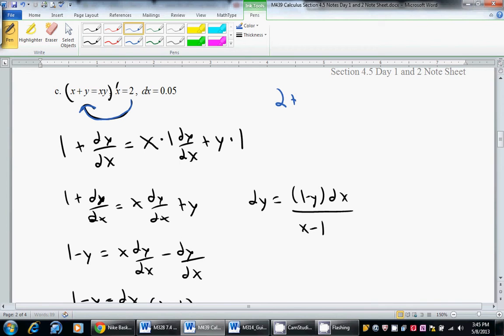So that's going to be 2 plus y equals 2 times y. So subtract a y over, I get 2 equals y. So the point on the graph here is 2 comma 2. Okay, so those are the x and y values I'm going to plug into my differential along with the dx.